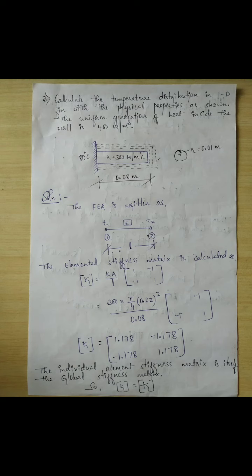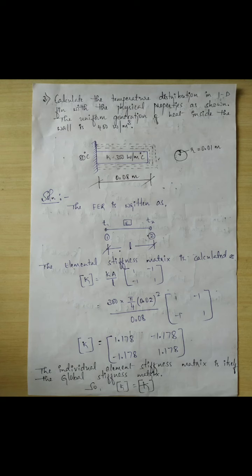These nodes 1 and 2 when joined together give the element as E, and small letter L represents the length of the element. At node 1 a temperature small letter T1 is acting, and at node 2 a temperature small letter T2 is acting. Small letters T1 and T2 represent the magnitude of temperature in degree centigrade. After writing down the FER, you are going to write the equation for finding the elemental stiffness matrix.